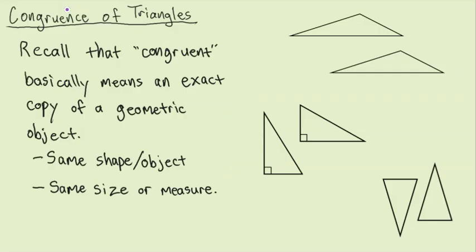Then the other requirement is that they have to be exactly the same size, or what we say more technically is the same measure. And that means that basically the distances have to be exactly the same. All the angles have to be exactly the same. Okay? And so if this triangle is congruent to this triangle, then it's going to have all the same measures. So all of the angle measures and the side lengths are going to be exactly the same in both of these triangles.